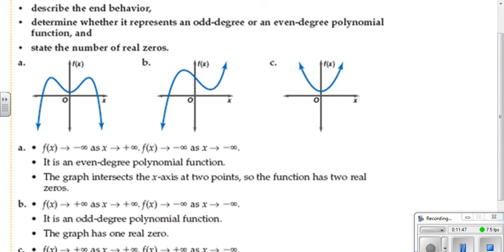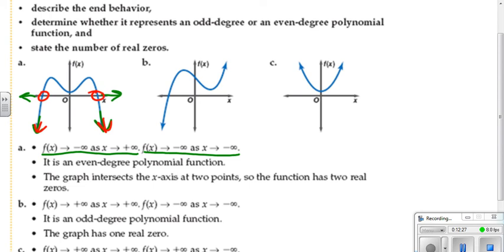Okay, so for the end behaviors, as x approaches negative infinity, so as we're going to the left, our f of x approaches negative infinity. And as we go to the right, we're also going down, so f of x approaches negative infinity there as well. It is an even degree polynomial function, and we know that because they're going down both times. So it has to be even. And it intersects at 2 points here, so there are two real zeros.